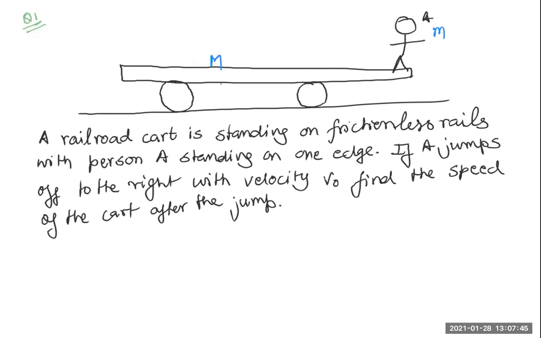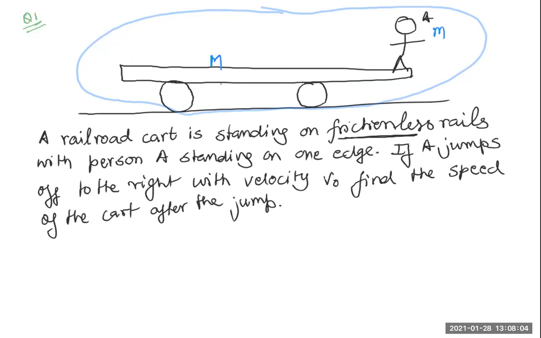So, if I were to choose this as my system, okay, then in this system there are two objects, the man and the cart. And because the rails are frictionless, that means that summation of forces along x-axis must be equal to 0. This is given to us.